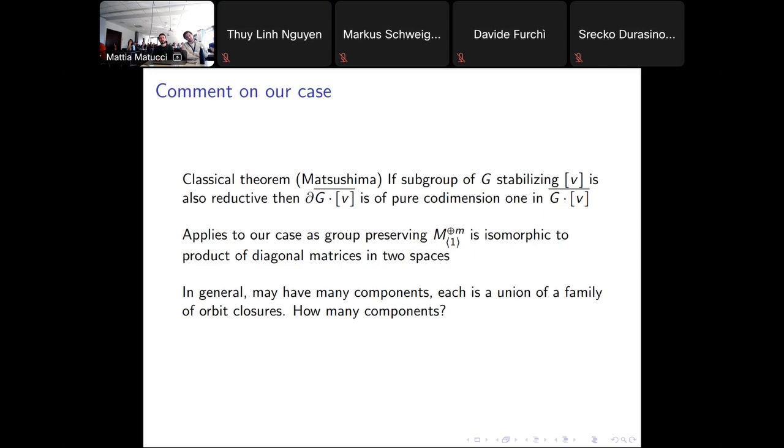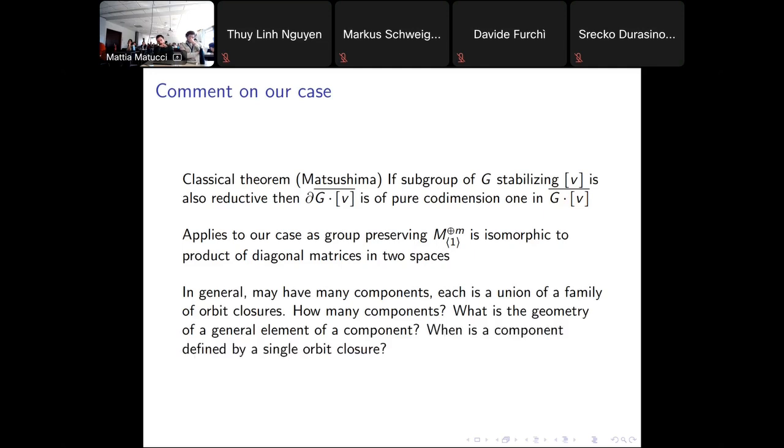So here are the questions we can ask in general. How many components are there? What's the geometry of a general element of the component? And when is a component itself an orbit closure?